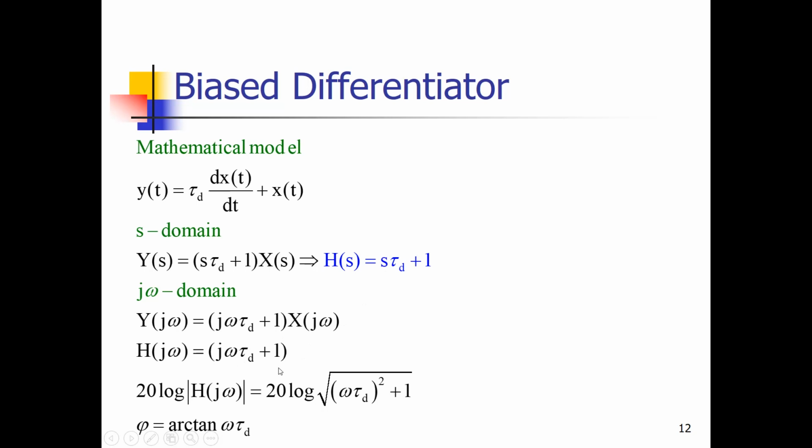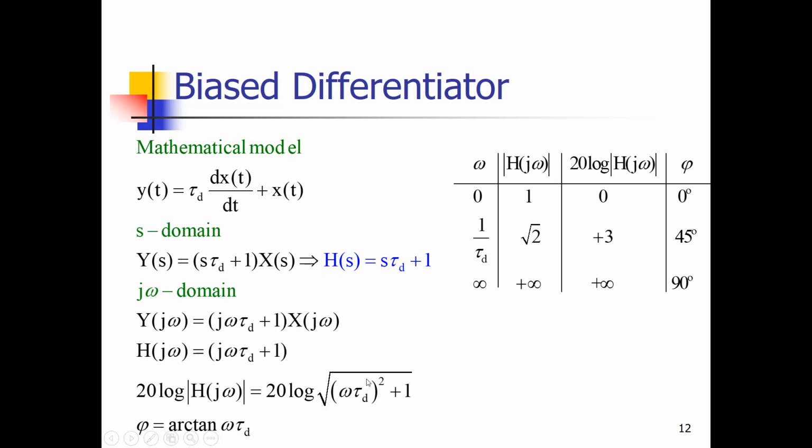So for drawing the Bode characteristics, we are looking at the amplitude and the phase. The amplitude of this function, it's a complex number, is the square root of the real part squared, which is 1, plus the imaginary part squared, which is omega times tau d squared, and then the square root of it. For the Bode amplitude plot, we again take the logarithm of this expression and multiply it by 20. And the phase of this function is the arctangent of the imaginary part, omega tau d, divided by the real part 1. So the phase is the arctangent of omega times tau d.